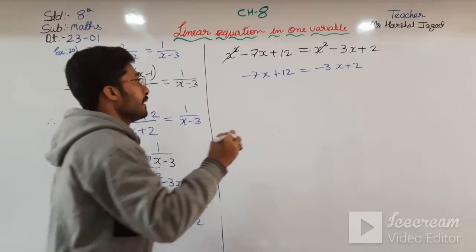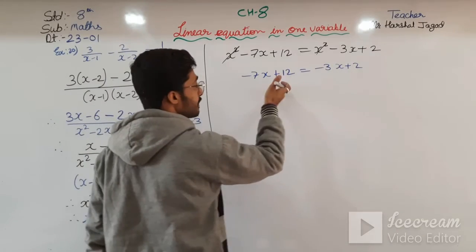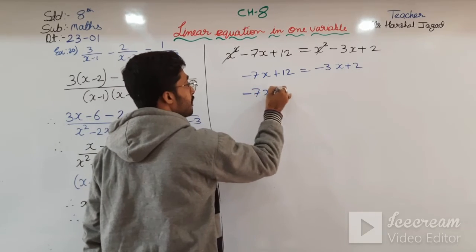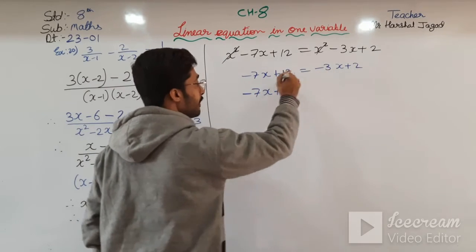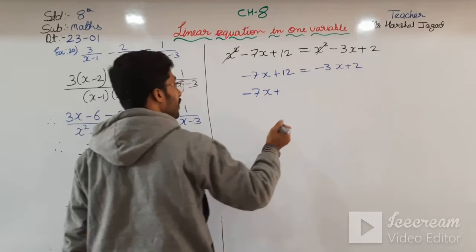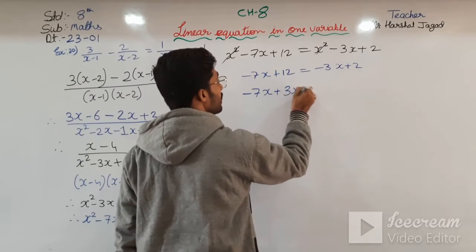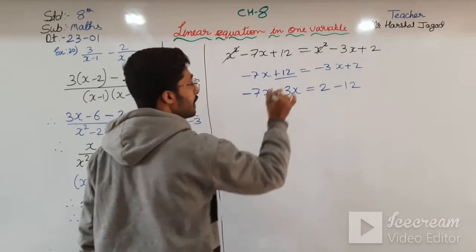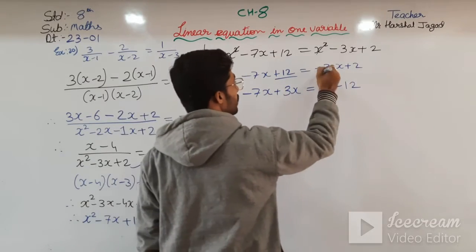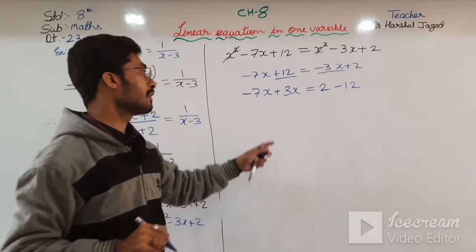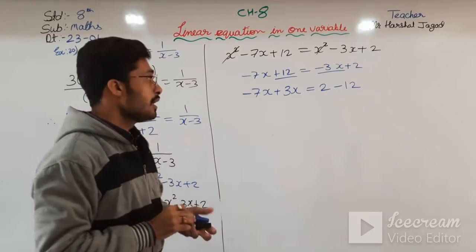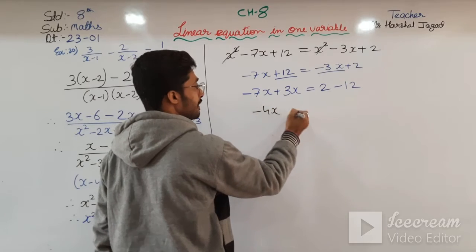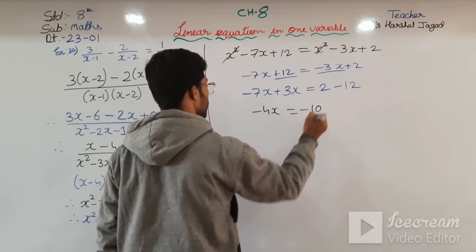Okay, here if I take this to this side and this to that side, so minus 7x, and this is minus 3, when it comes toward this side it will be plus 3x, is equal to 2 minus 12. Here it is plus 12, when it goes towards that side it is minus, and here minus 3 becomes plus. So plus minus minus, so minus 4x is equal to minus 10.